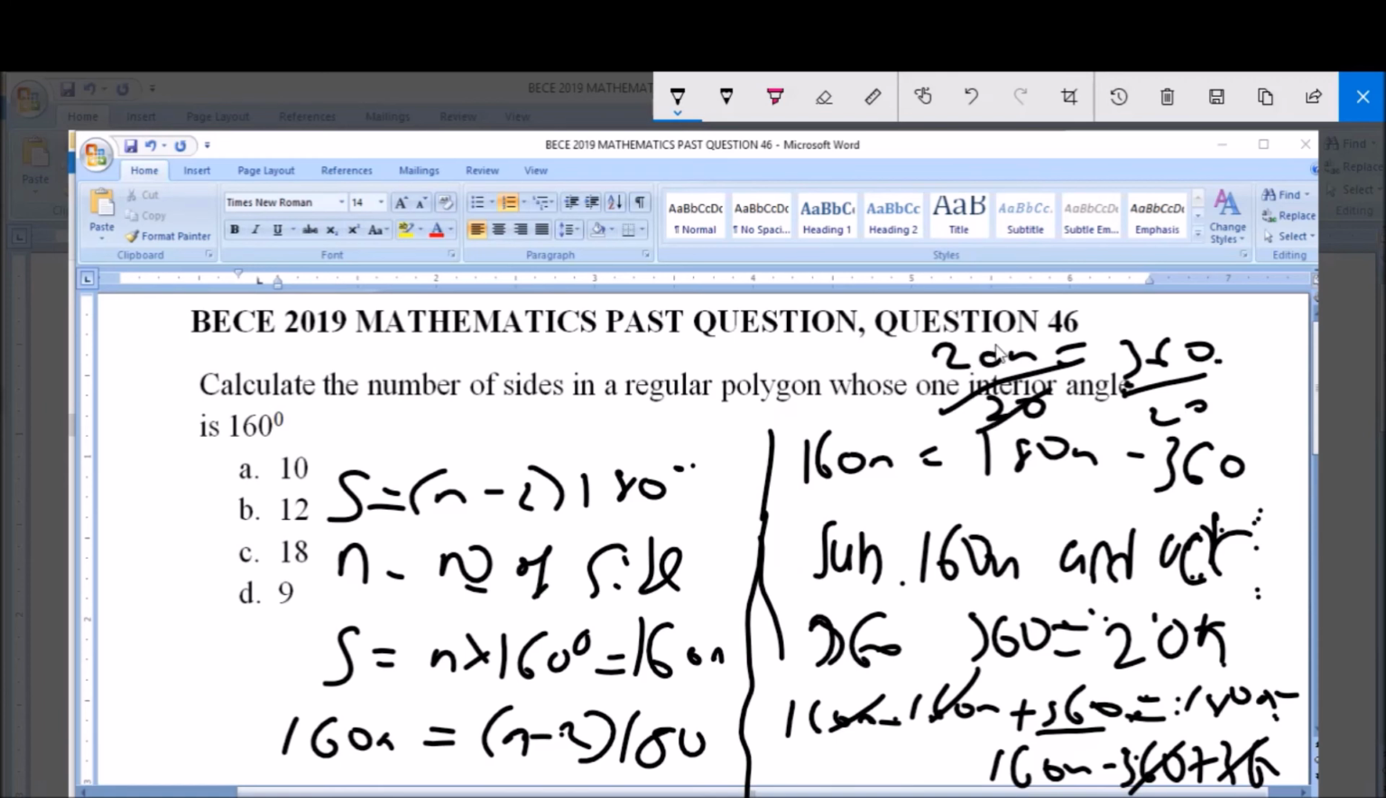Now 20 cancels 20 to give us n, and this 0 cancels this 0, and 2 here will give us 1, and 2 here will give us 18. So therefore our n is equal to 18. Now let's look at the options and select our answer. From the options, C here is our answer, because C says 18. So C, 18, is the number of sides of a regular polygon whose one interior angle is 160 degrees.